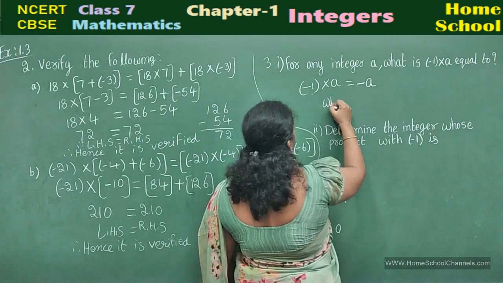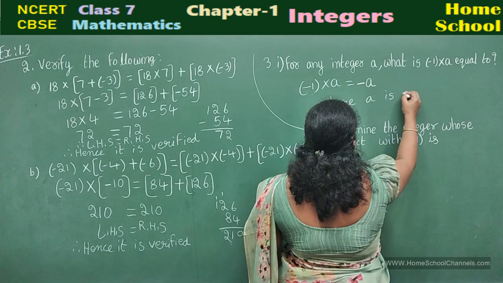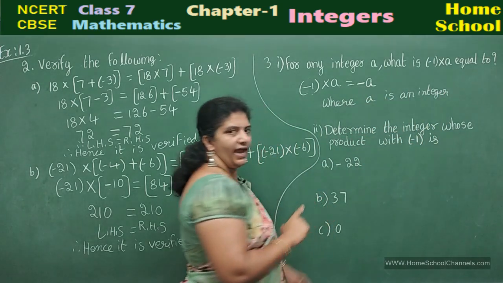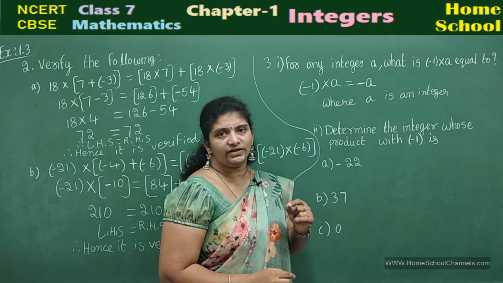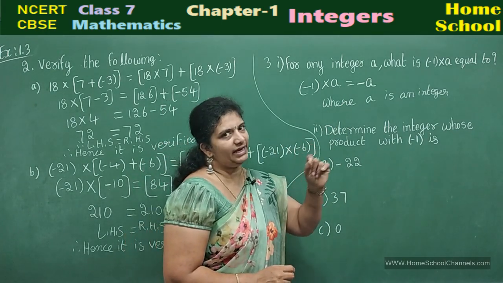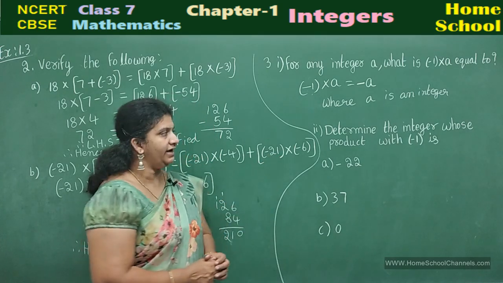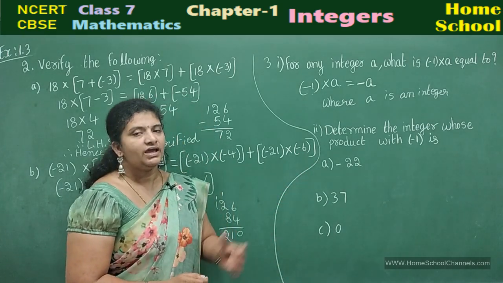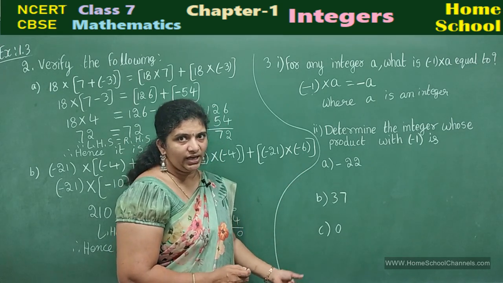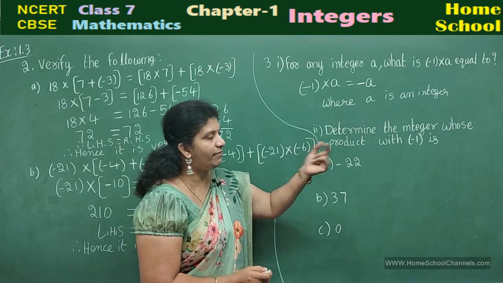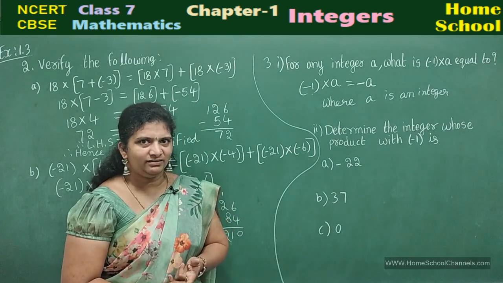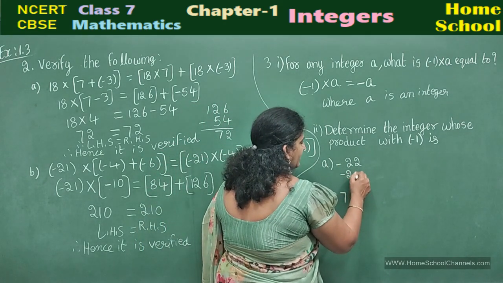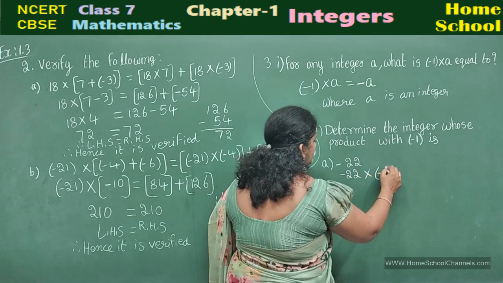And you can write here, where A is an integer and it is a negative integer. A is an integer and it is followed with a negative sign, where minus A is a negative integer. Let's move to the second one in that. Determine the integer whose product with minus 1 is. In this you have 3 sub-questions. Okay. For every number, product with minus 1. Product means multiply, right? Product with minus 1 given. So again, let me write minus 22. Product with minus 1 is.